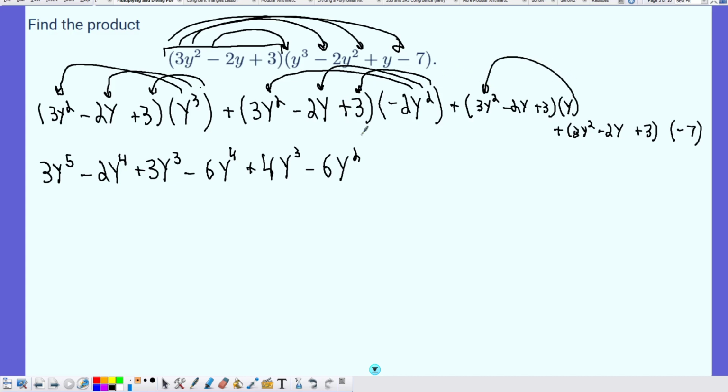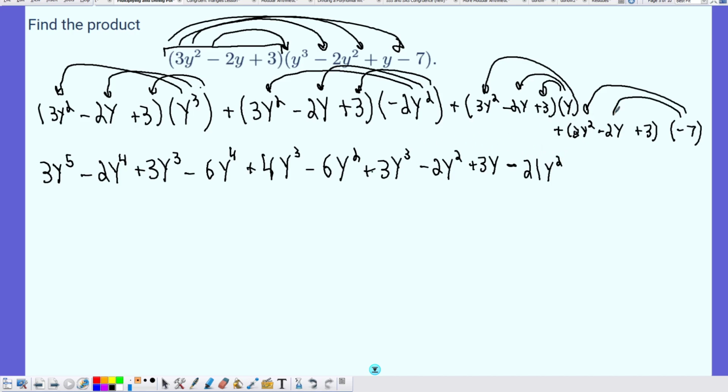Y times 3y squared becomes a positive 3y cubed. Y times negative 2y is negative 2y squared. Y times 3 is positive 3y. And for the last one, negative 7 times positive 3y squared is negative 21y squared. Negative 7 times negative 2y is a positive 14y. And negative 7 times positive 3 is negative 21.